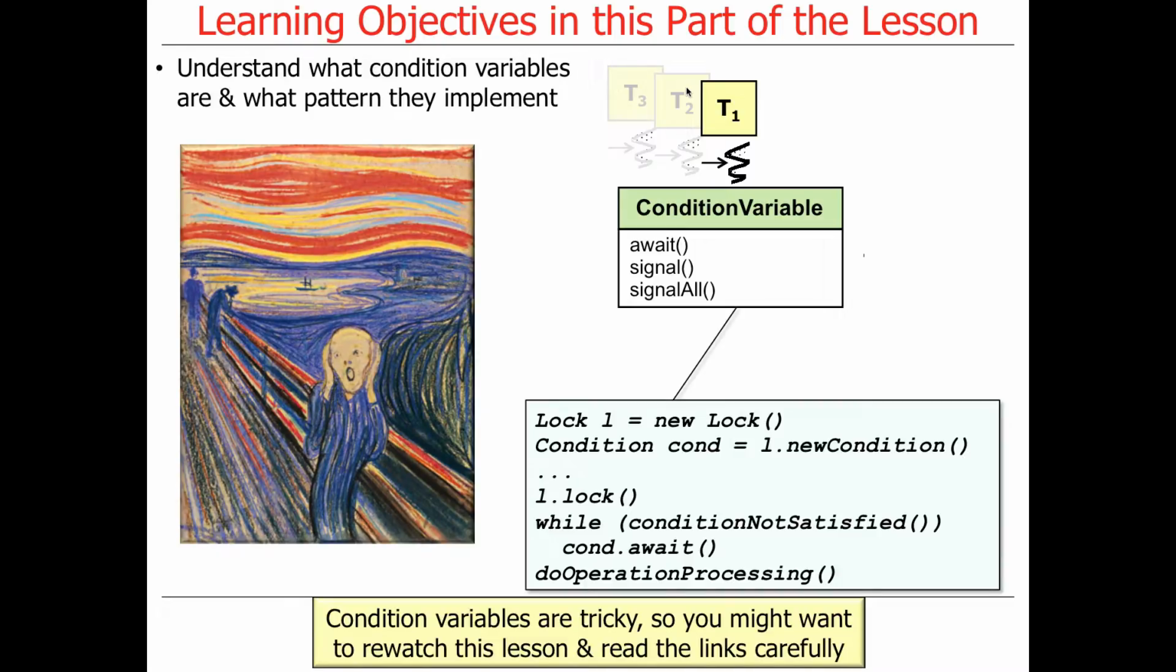And condition variables are tricky. Of all the synchronization mechanisms we've talked about so far, semaphores, reentrant locks, and so on, condition variables are by far the most tricky. So you might want to watch this lesson more than once and look at some of the links to really understand it. The grad students will also get a chance to play around with this for assignment 2B, so it's important to understand that as well.